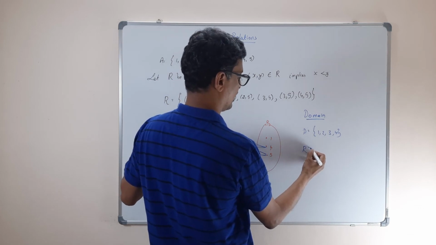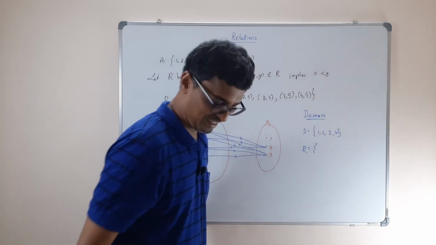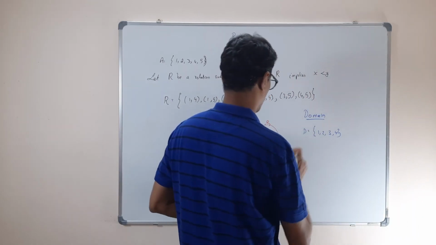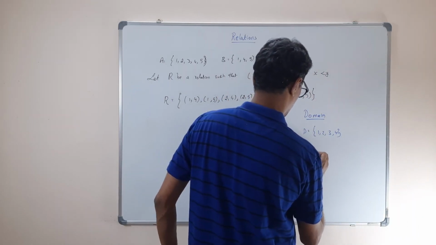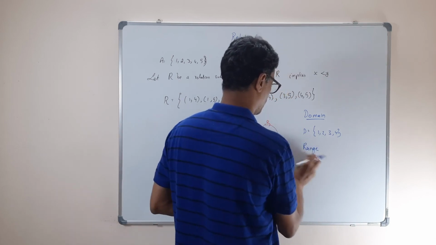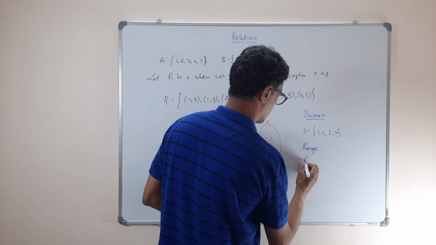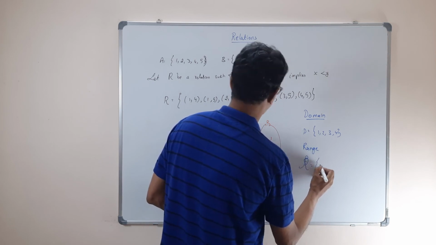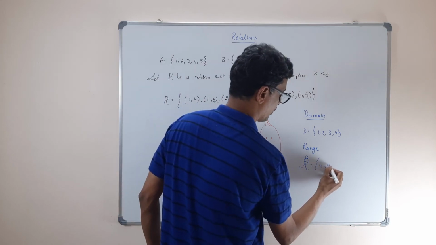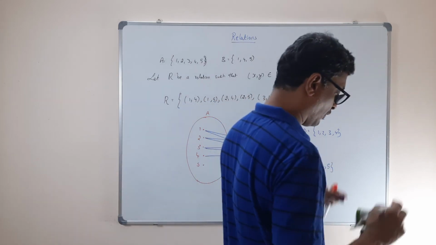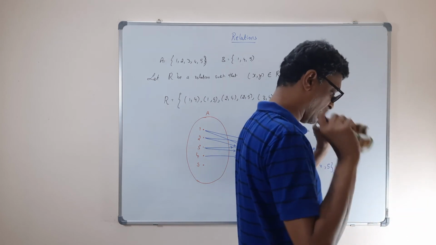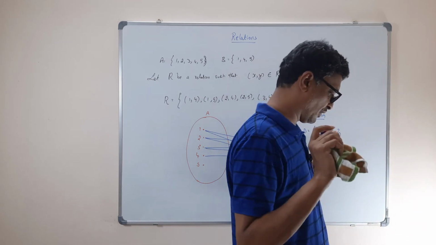Range. Can you tell me what is the range? The second one. Range is what is in the second component. Let me use a curly R. What is that? 4 and 5, yes. The range is the set of all second components of all ordered pairs in a relation, called the range of the relation.